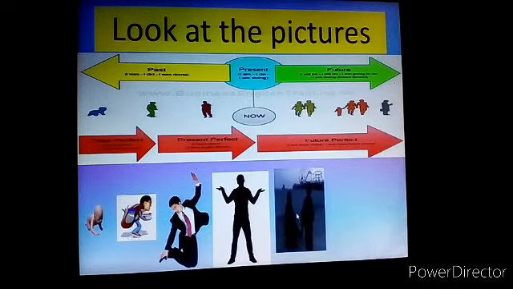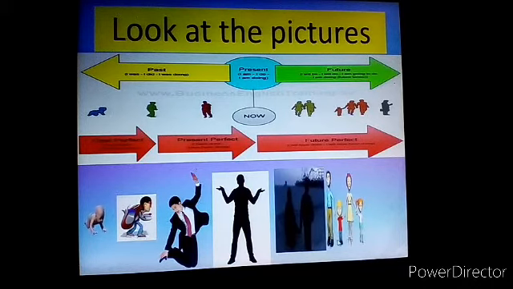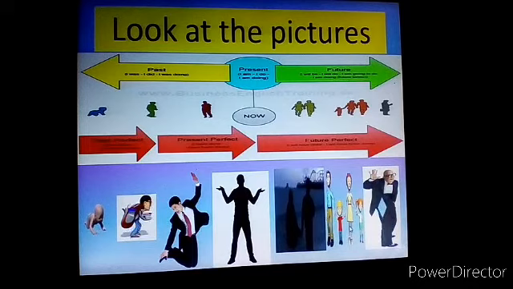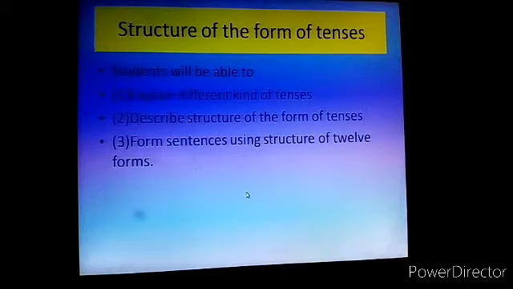In future, he will be married. Then he will have children, and at last he will be old. So there are three conditions in our life. The conditions are past, present, and future. So let us discuss tenses.